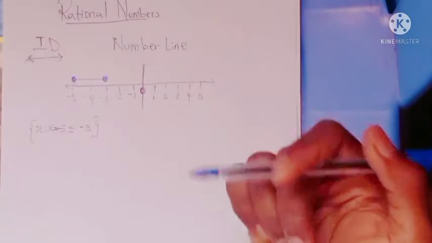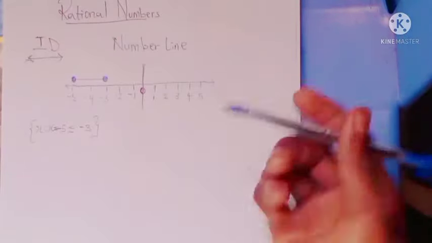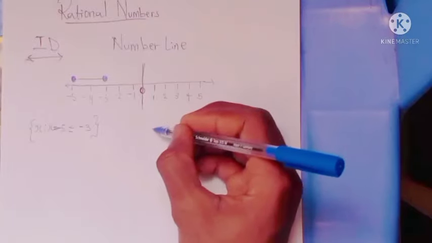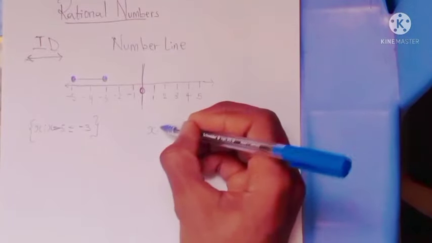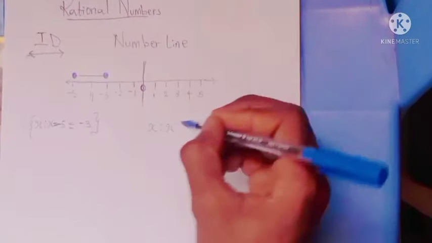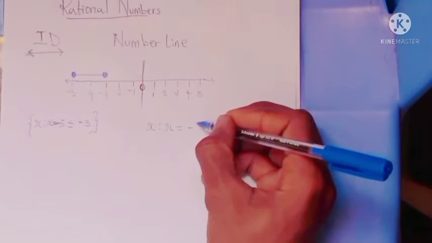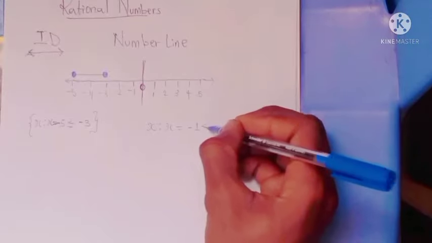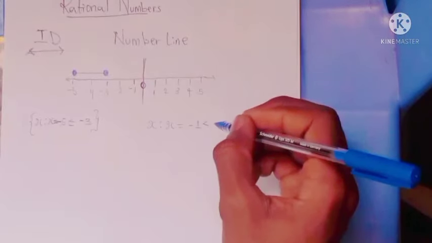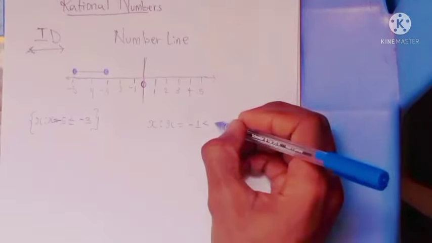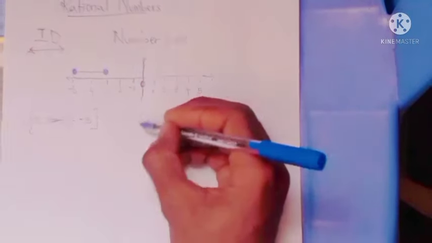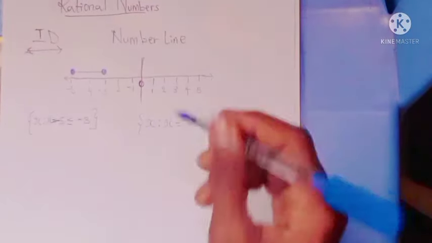Then, for example, if you are given another example like x such that x equals -1 less than x less than 5. Okay, if you're given something like this, how do we go about it?